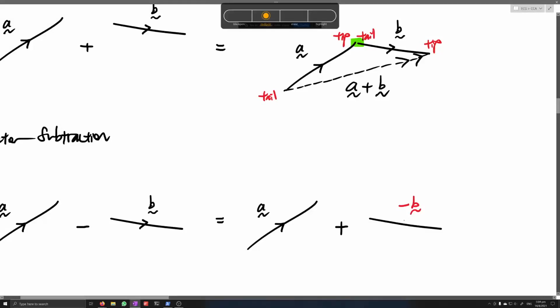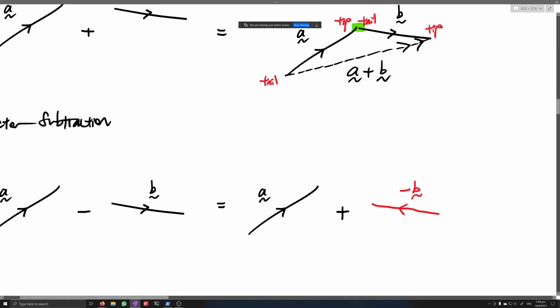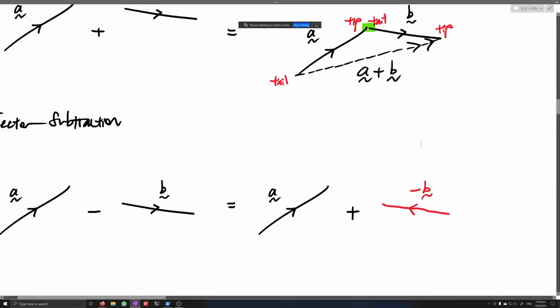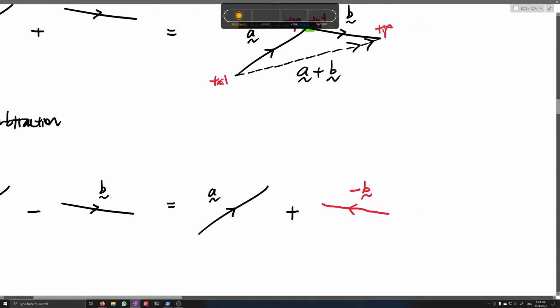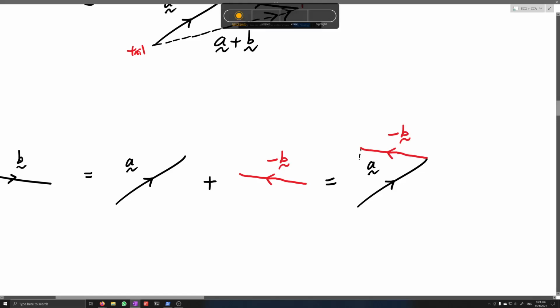I will actually flip the direction. Realize that A minus B is equal to A plus minus of B. So once we re-express it in terms of addition, we can again use the tip to tail method. Then we just align like so, and our resultant is here. Oh, my drawing failed.